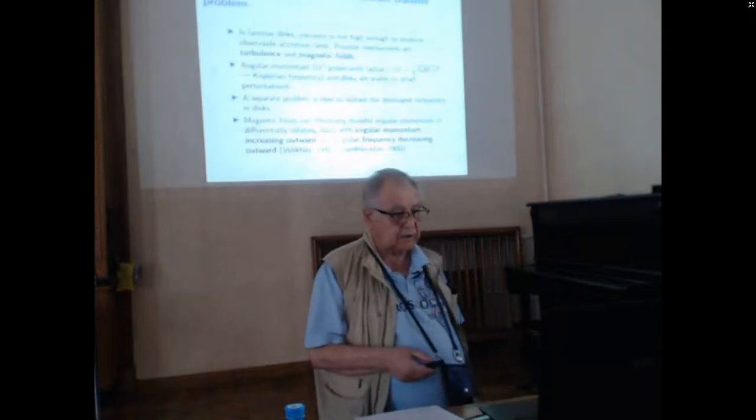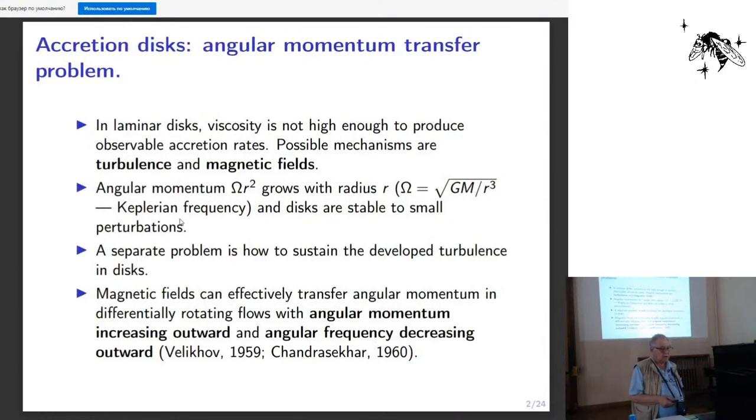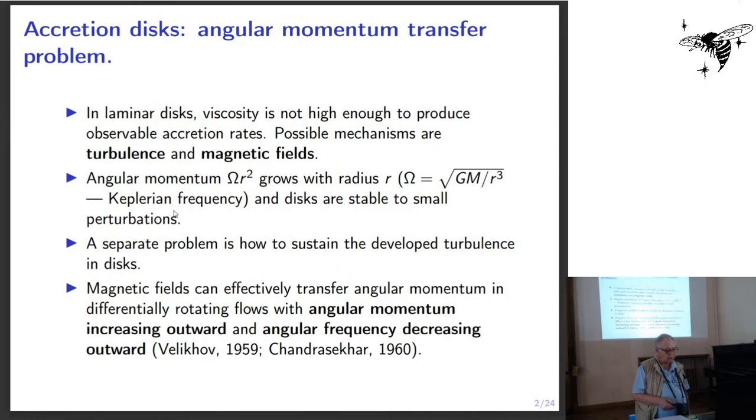In an accretion disk, we have the problem of angular momentum transfer. In a laminar disk, viscosity is not high enough to produce observable accretion rates. Possible mechanisms are turbulence and magnetic fields. Angular momentum grows with radius. Omega capital is the Keplerian frequency, and disks are stable to small perturbations. A separate problem is how to sustain the developed turbulence in the disk.